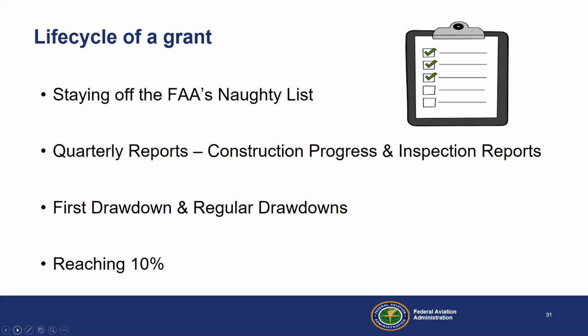Make sure you're doing your first drawdown. If you received discretionary funds in your grant, by law, you have to do a drawdown within 6 months of receiving that grant. Make sure you're doing regular drawdowns. Don't just do it at closeout. Make the money work for you.